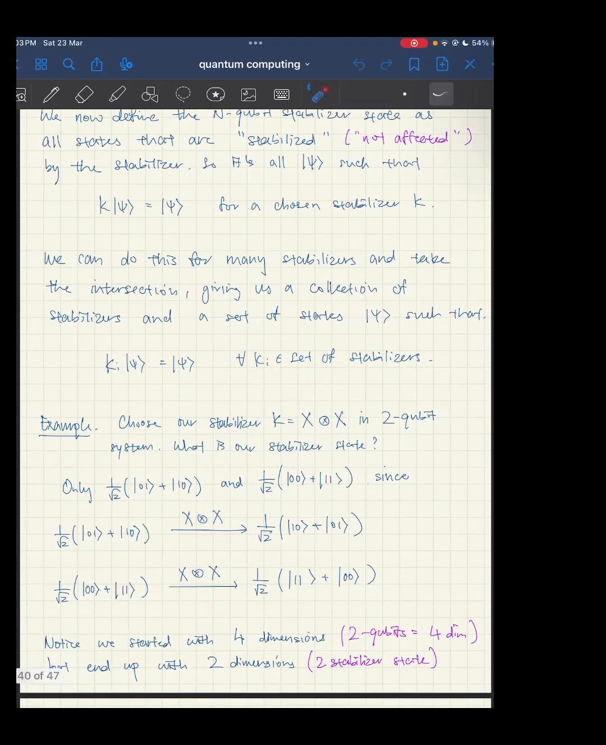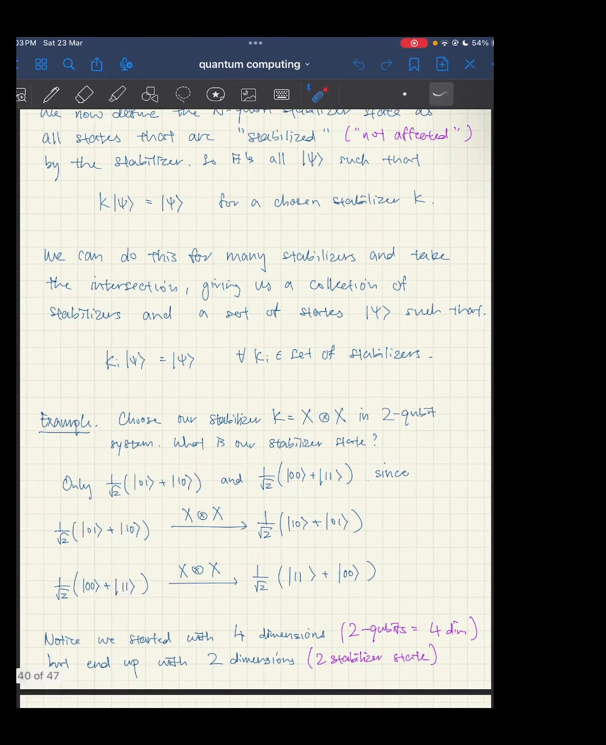So as an example, if we consider a 2-qubit system and we choose our stabilizer X tensor X, so XX, and we want to find our stabilizer states, it turns out it's a two-dimensional space. And the states are 01 plus 10, and 00 plus 11. And we can check this.